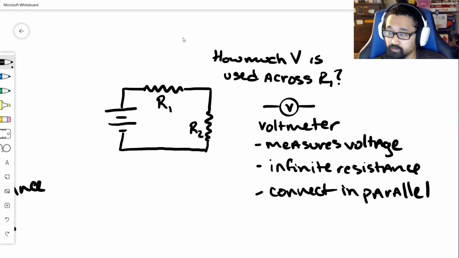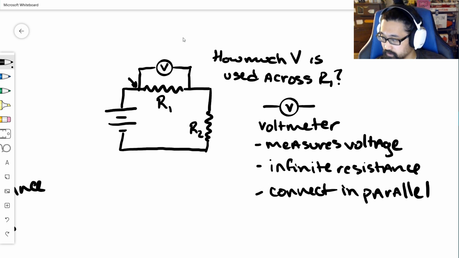So if I wanted to specifically measure how much voltage is used across R1, I would connect wires to either side of that, and I would put a voltmeter here. It takes a reading at this spot, and a reading at this spot, and measures the difference between those two. How much energy did it have right before it went through this, and how much right after? It calculates a voltage based on that. So in this way, you can measure how much voltage it takes to go through R1.